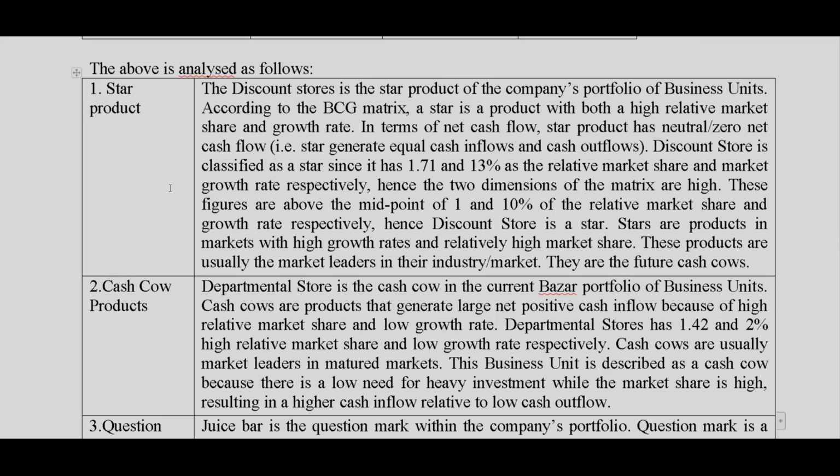So discount store is classified as a star since it has 1.71 and 13% as market share and market growth respectively. Hence, the two dimensions of the matrix are high. You see, it's just like the normal ratio analysis. Everything in your exam is about analysis, and I want you to get that, okay? So these figures are above the midpoint of 1 and 10% of the relative market share and the growth rate respectively. So you're just telling the person that it's high because it exceeds the midpoint. Hence, discount store is a star.